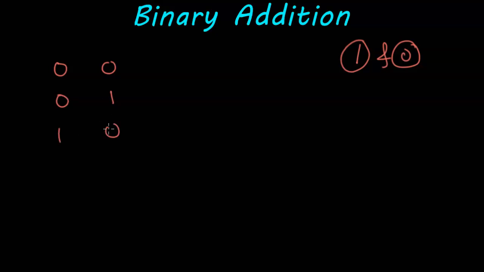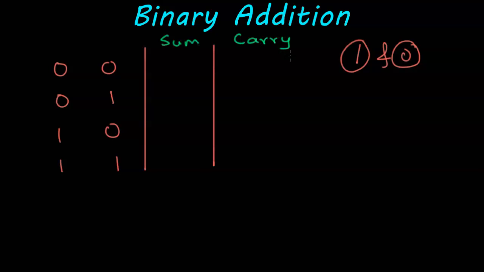We have two digits in the binary, 1 and 0. We need to add 1 and 0. So let's see what are the rules behind the addition of 1 and 0. So we have four combinations: 0, 0, 0, 1, 1, 0 and 1, 1. Here we have two columns. Here we have my sum and my carry. So when we add 0 and 0, we get 0, 0. 0 plus 1 is 1 and carry 0. Again, 1 plus 0 is sum 1, carry 0.